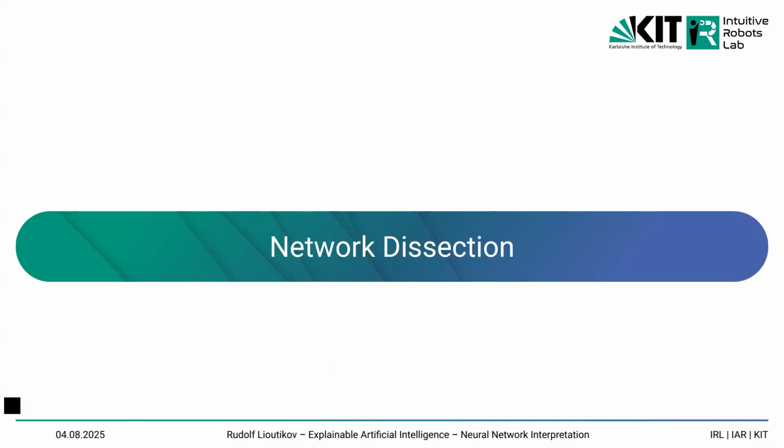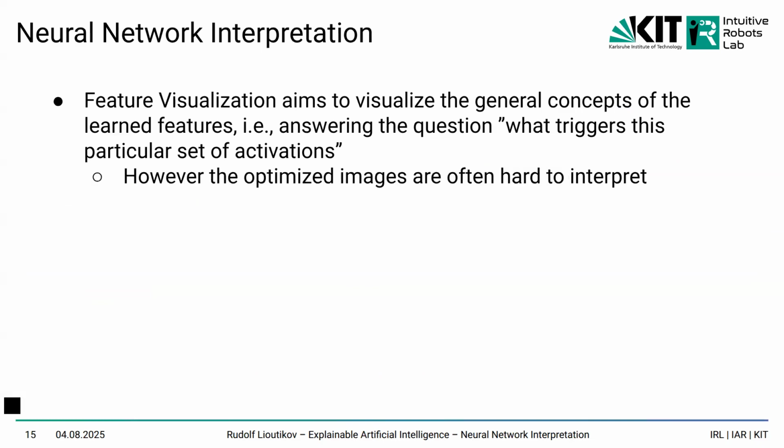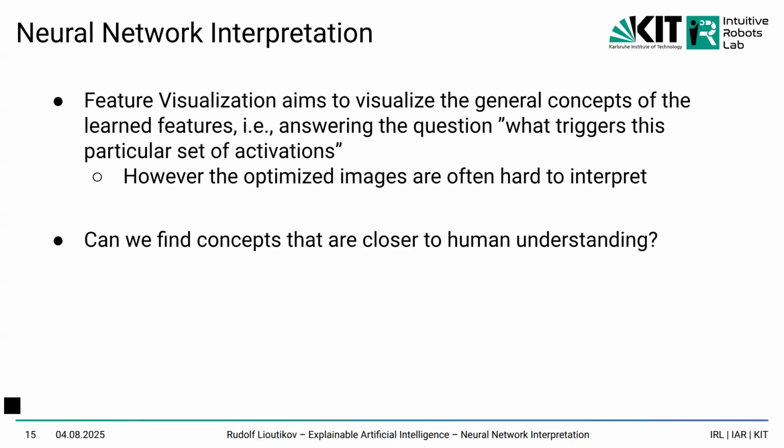Instead of looking into the features themselves, we're doing what's called network dissection, right? So feature visualizations aim to visualize the general concepts of the learned features, right? So answering the question, what triggers the particular set of activations? We've just discussed this at length, right? However, the optimized images are often much harder to interpret, right? So that's the downside that we just discussed.